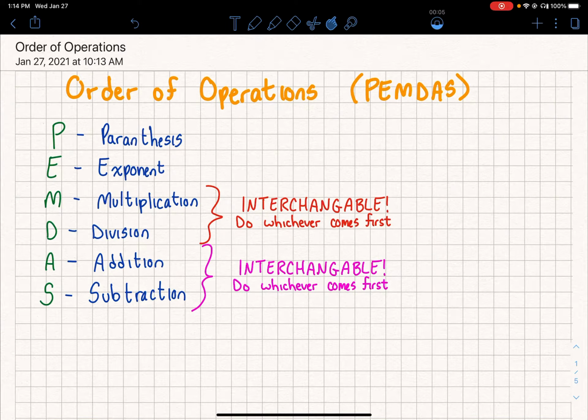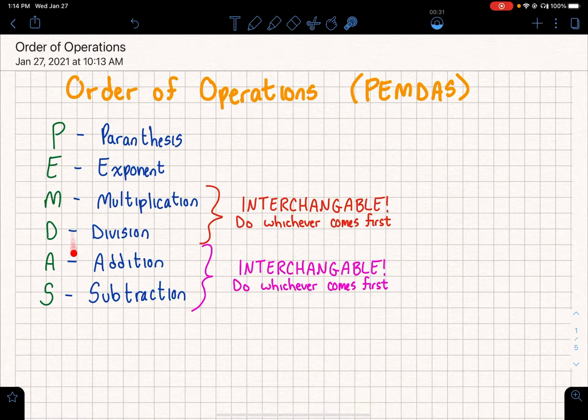Today we're going to be talking about our order of operations, or more commonly known as PEMDAS. PEMDAS is a little mnemonic trick to help us remember what our order of operations are, and they go as follows. P is for parentheses, E is for exponents, M multiplication, D division, A addition, and S subtraction. When we are evaluating numbers or expressions, this is the order in which we must start simplifying our terms.